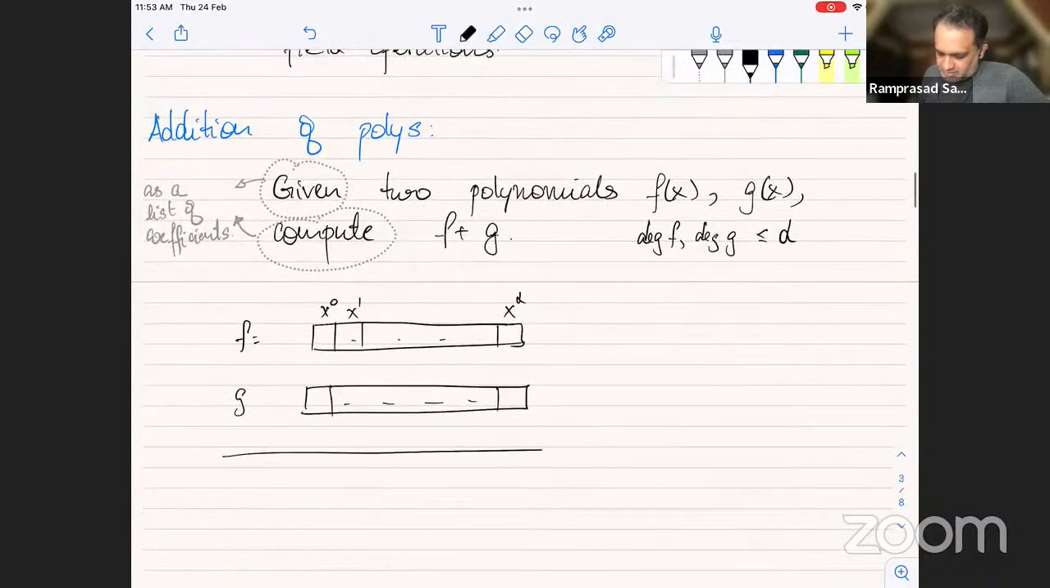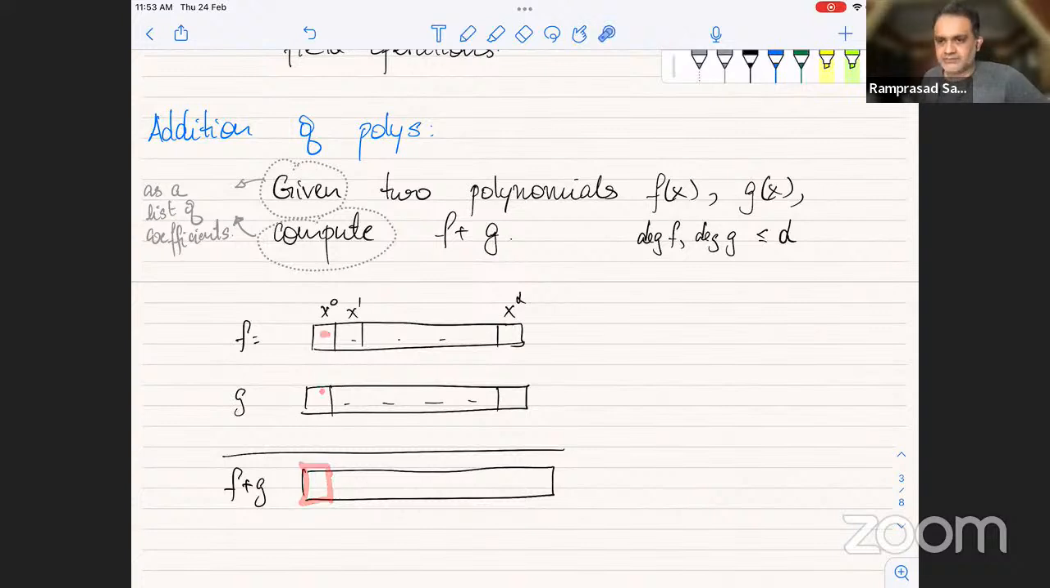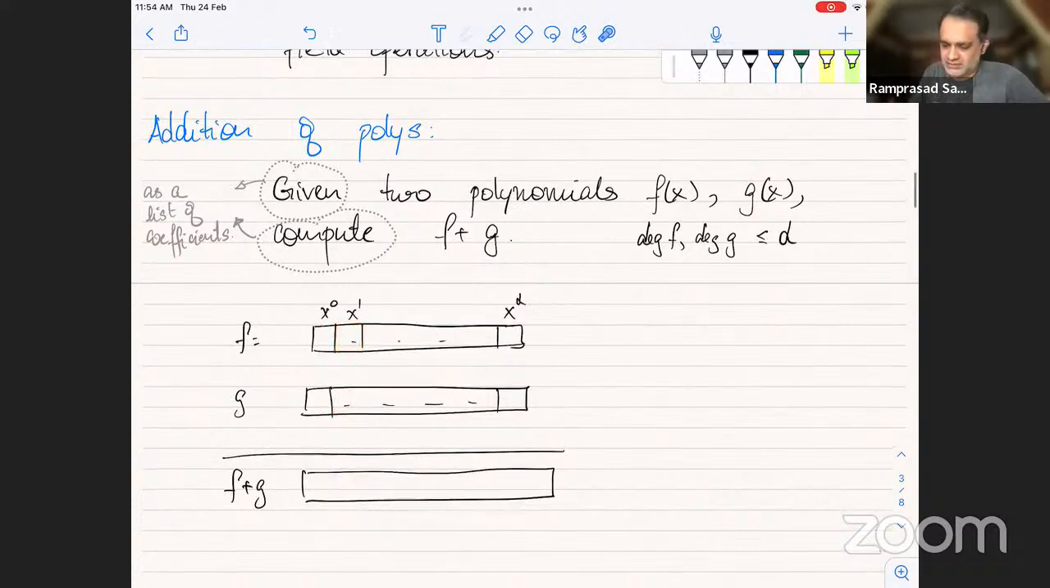Okay. And what should f plus g be? You just build an array where this entry is this plus this, similarly this entry is this plus this, and so on. I mean, you just add component-wise. Okay, and that's it. So that's what this is.